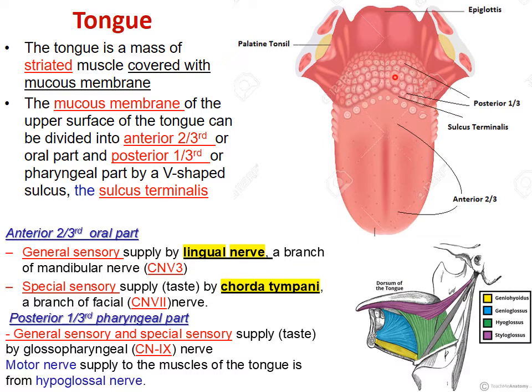Now come to the posterior 1/3. Oh, sorry. So general sensation is carried through the lingual nerve. Now come to the anterior 2/3 again, but special sensation. Special sensation for the tongue is what? Taste. So taste is a special sense. It is sensed by the taste buds.